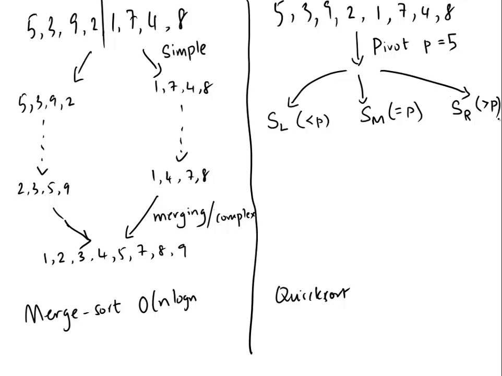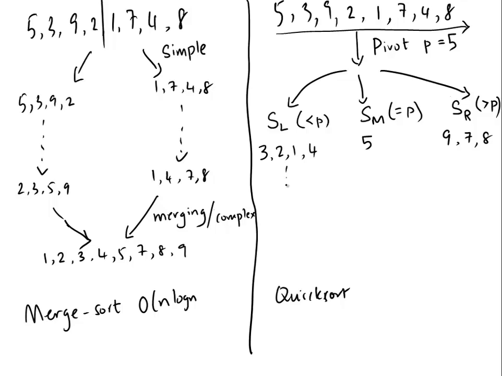Okay. So I can do this in one pass. I can just go through the elements of the list. If it's equal to the pivot, I throw it into SM. If it's less than, I throw it into SL. And if it's larger, then I throw it into SR. So let's do that. 5 goes here. 3 goes to the left list. 9 goes to the last list. 2 and 1 go to the first list. 7 goes to the last list. 4 goes to the first list. And 8 goes to the last list. Right? Now I've split into three parts.